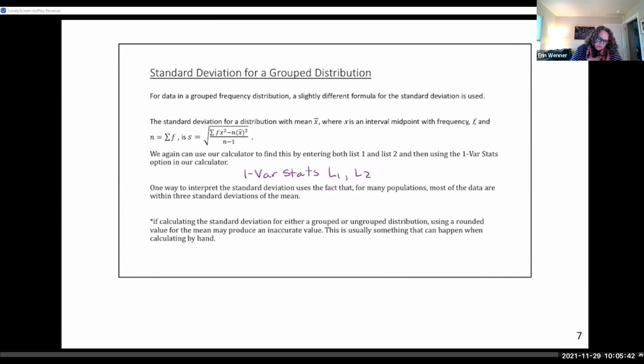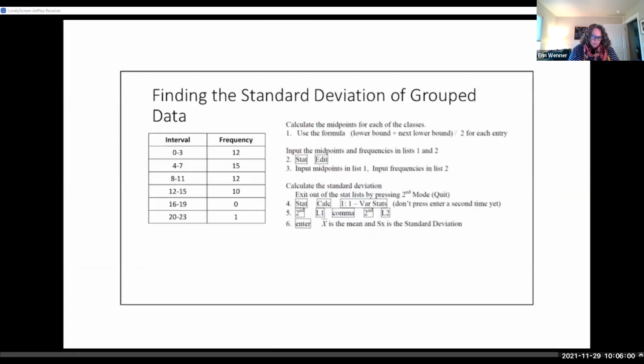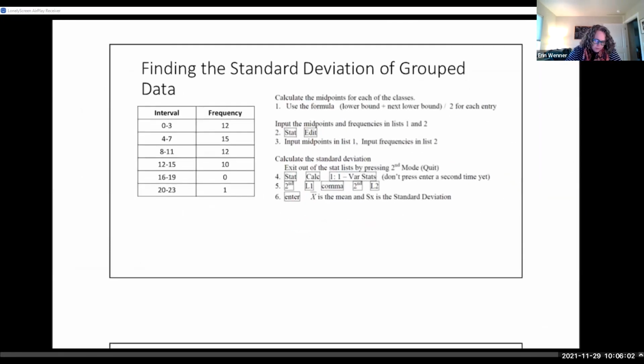If calculating standard deviation for either a grouped or ungrouped distribution, using a rounded value for the mean may produce an inaccurate value. This is usually something that can happen when calculating by hand, which is again why we focus on using our calculator to do this. So we're going to find the standard deviation for this set of data. To calculate the midpoints, we want to find the midpoints for each of the intervals.